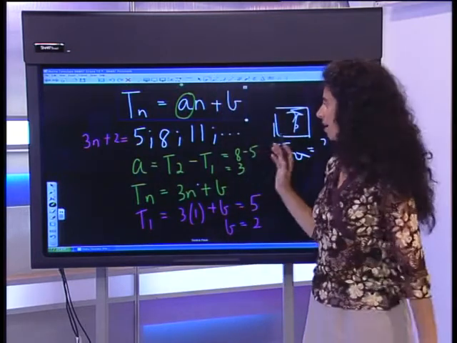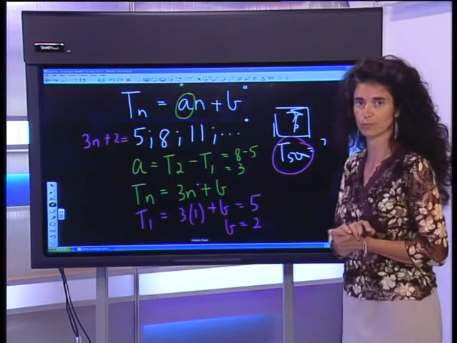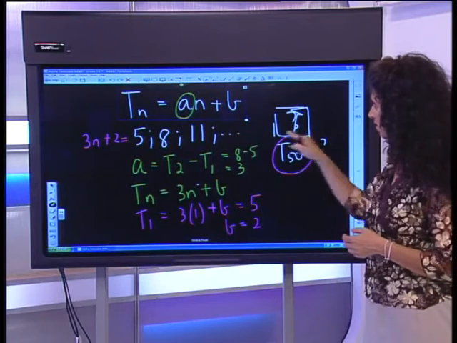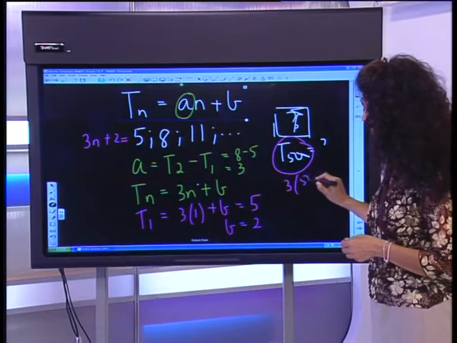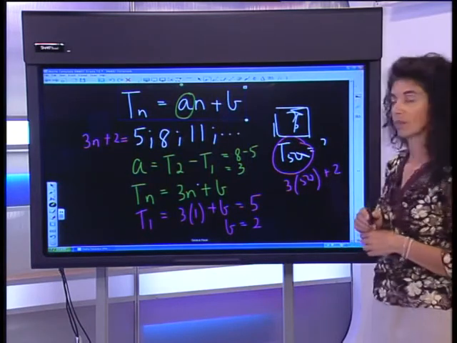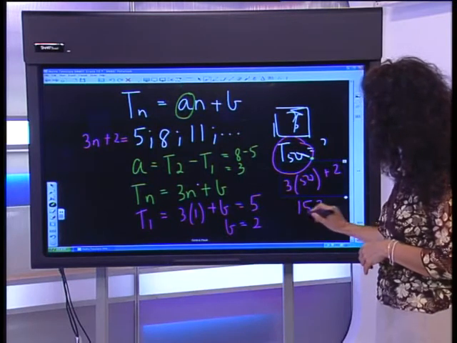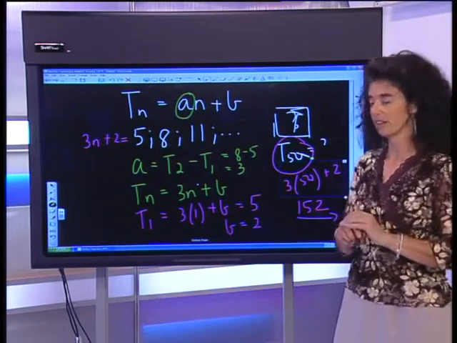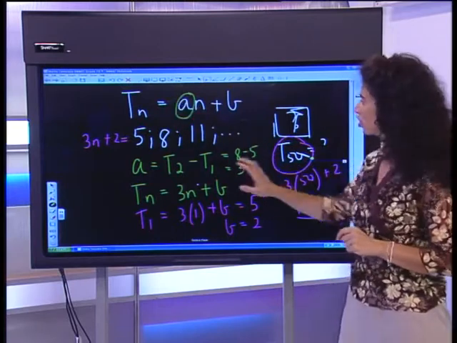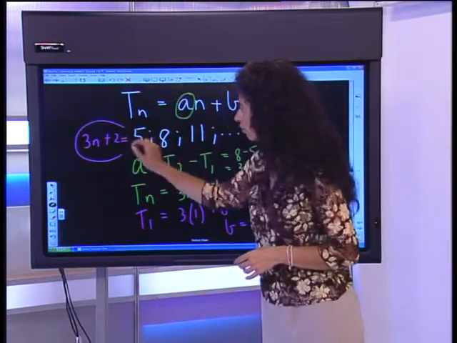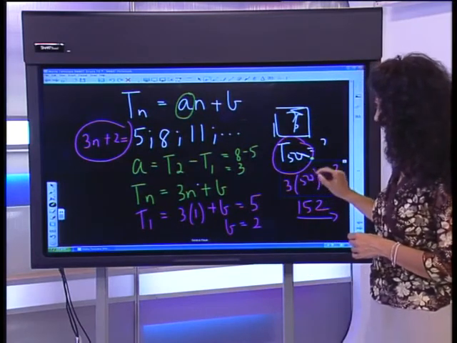Okay. And now, without doing any other calculations, what would T50 equal? In other words, the 50th term in this pattern, what would it equal? That would equal 3 times 50 plus 2. So we've got 150 plus 2 is 152. Look how elegant that is, that without going and adding and adding and adding until you get to the 50th, we've actually established what the formula is for any term, and using that formula, we can quickly plug in any value that you'd like.